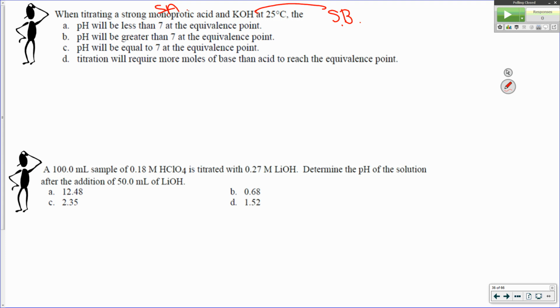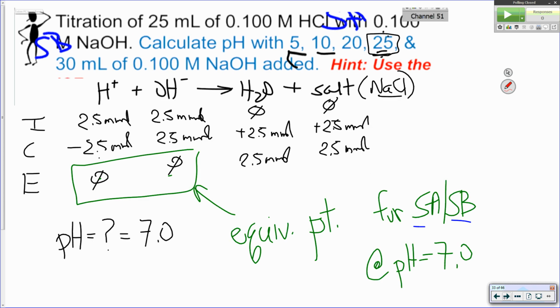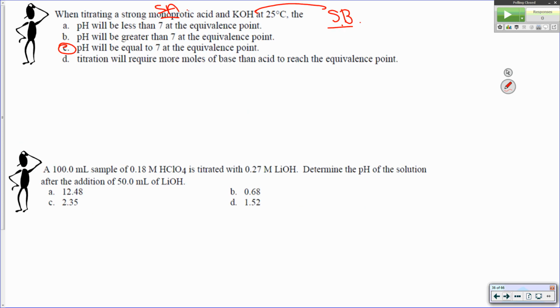Want to make that a clicker question? What do you think? Say again? C, yeah. So once we recognize this is a strong acid, strong base, like I talked about a couple of slides ago, that's always going to apply. So absolutely, it'd be choice C. Okay, so let's look at the other example.